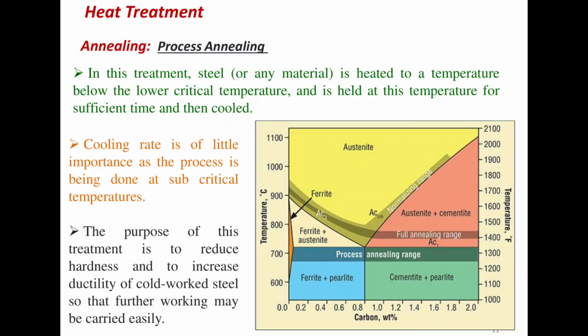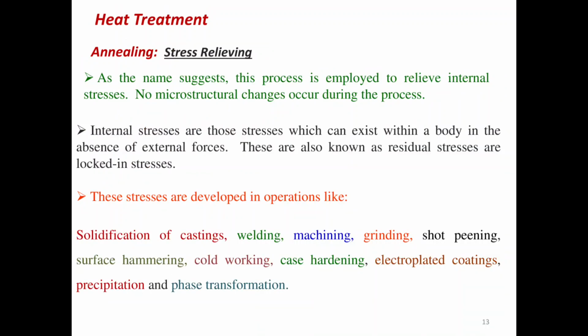Another one is process annealing. In this process, the material is heated below the lower critical temperature, held for sufficient time, and then cooled. The cooling rate is important for this process. The next one is stress relieving annealing. As the name itself suggests, it is used to remove the stresses formed due to welding, machining, and grinding. These processes create stresses, and to avoid these stresses, we use this process.